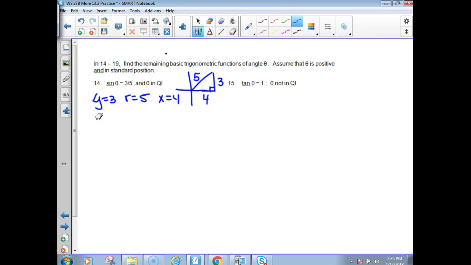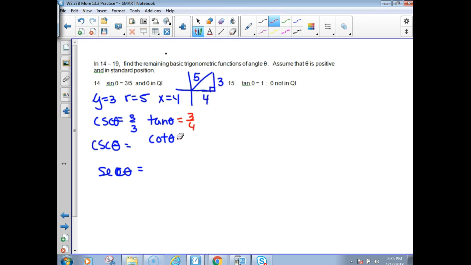I would think they want me to tell you that the cosecant is 5/3. Oops, I should have put a theta there. And you could do the tangent, you could do the cotangent, etc. I keep dropping letters when I'm writing here. I'm just trying to go fast. Tangent is y over x, so 3/4. Cotangent would be 4/3. The sine would be 3/5, and the secant would be 5/3.